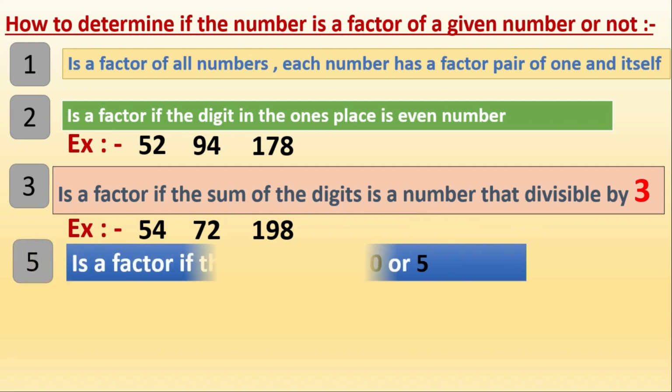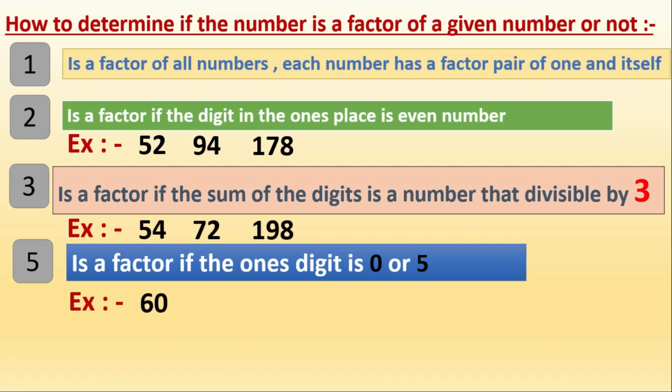Okay. Now 5 is a factor if the one's digit is 0 or 5. Meaning 5 is a factor of any number whose ones digit is 0 or 5. Okay. 60, 75, 190. The important thing is that your one's digit is 0 or 5. Got it? The last one.